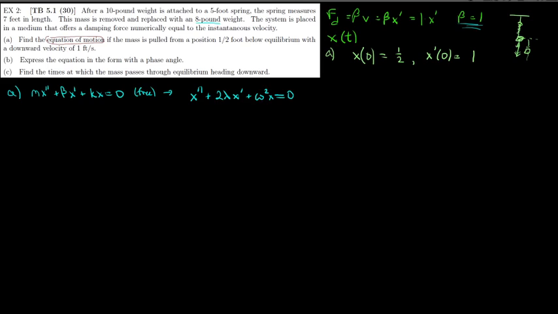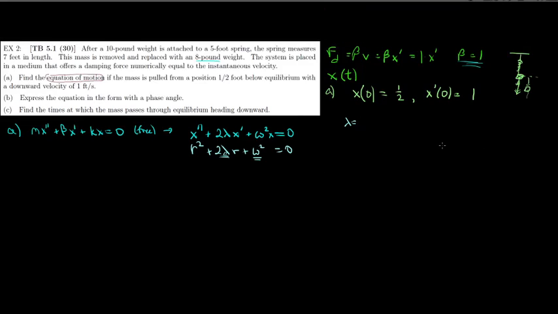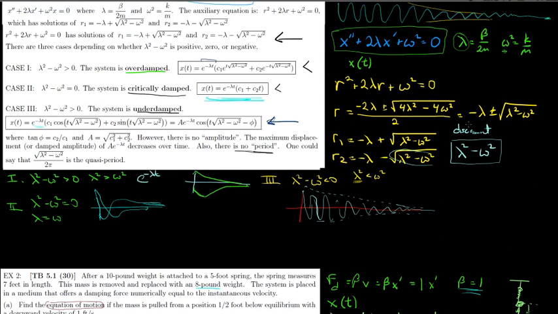Okay, so how do we do that? Well, maybe we should write down the auxiliary equation here. The auxiliary equation will be r squared plus 2 lambda r plus omega squared equals 0. And maybe this is a good time to figure out what omega and lambda are. Let's start with lambda. Remember, lambda was just beta over 2m.